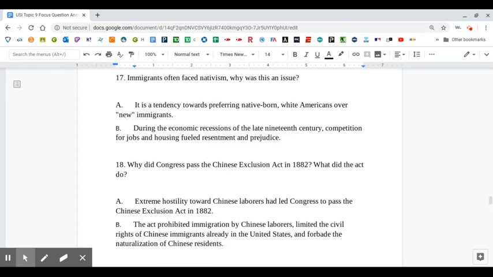Immigrants often faced nativists, or people who believed in nativism. Nativism is a tendency to prefer native-born white Americans over new immigrants during the economic recessions, especially of the late 19th century. Competition for jobs and housing fueled nativist feelings and resentment towards immigrants. Basically it came down to competition for jobs.